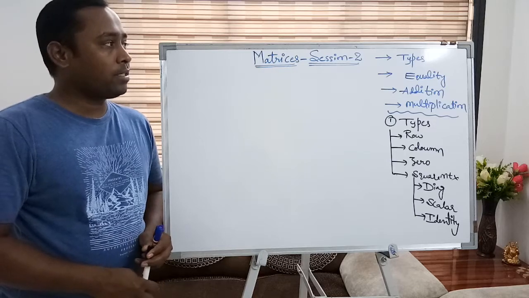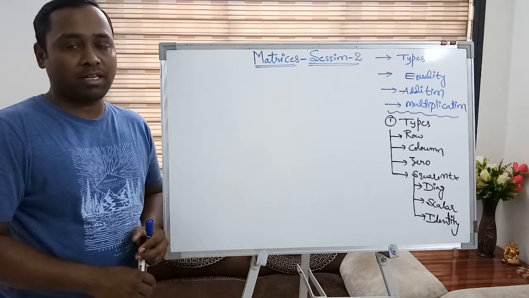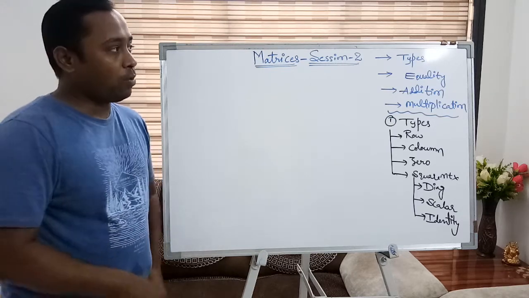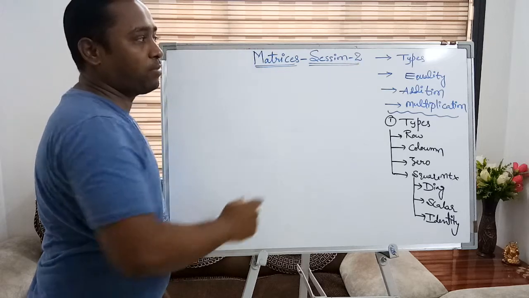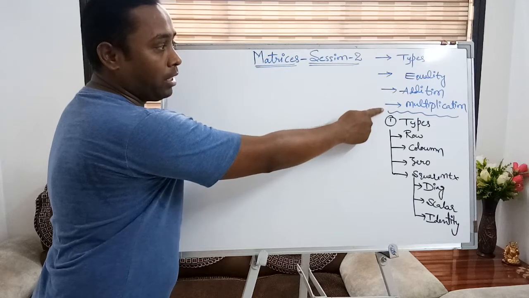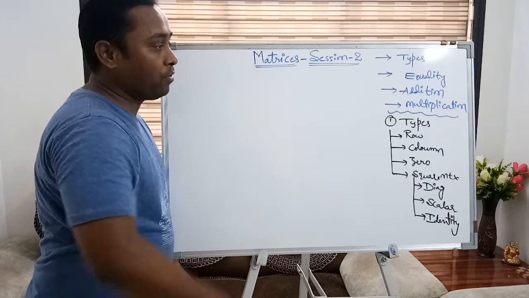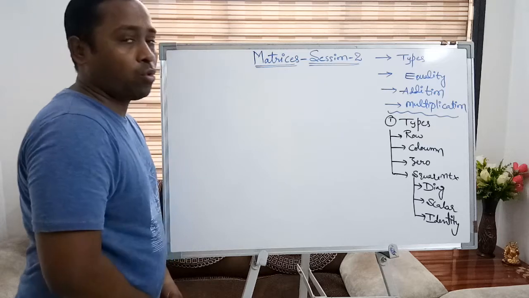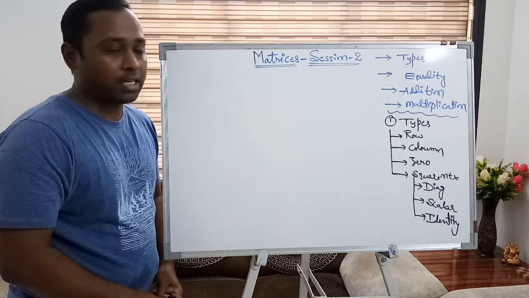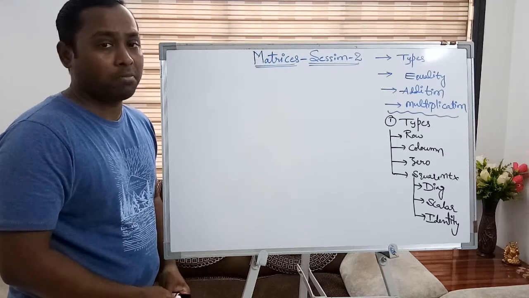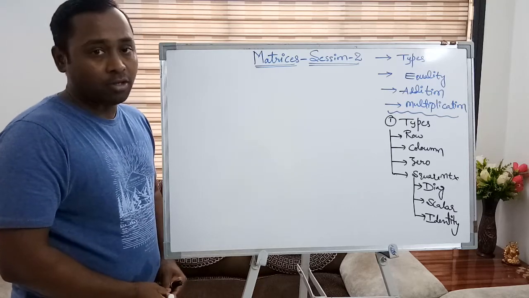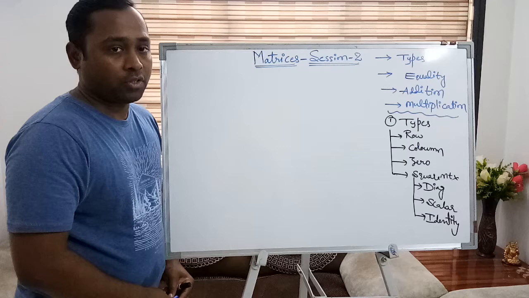So now, in session 2 of the matrices chapter, we are going to cover four major topics today. The first topic will be types of matrices, second is equality, third is addition, and fourth is multiplication. First we'll discuss the types of matrices. This is so simple and straightforward, and thereafter we'll move to the equality of matrices, then addition. The more important topic among these four today is multiplication. So let's try to understand the concepts one after the other regularly.